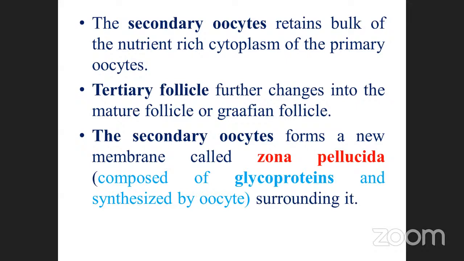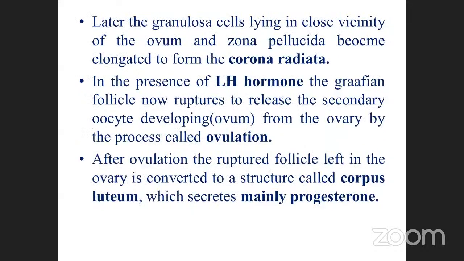These structures are mostly present in the tertiary follicle, which covers them. Later, the granulosa cells lying in the close vicinity of the ovum and zona pellucida become elongated to form the corona radiata. Zona pellucida and corona radiata.